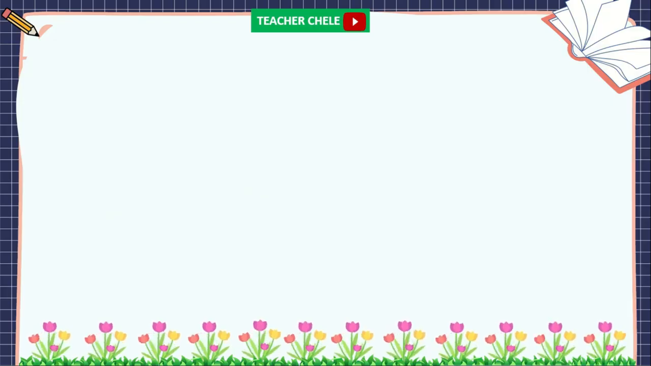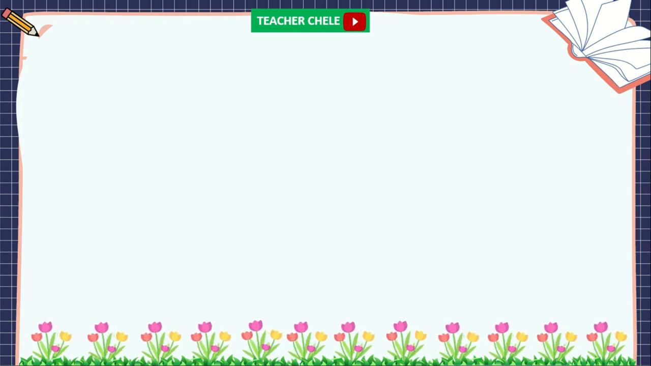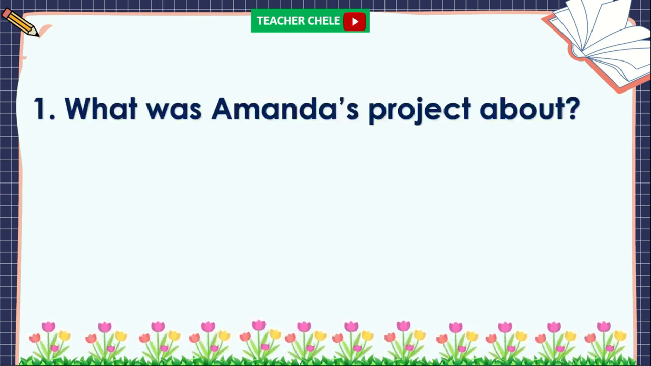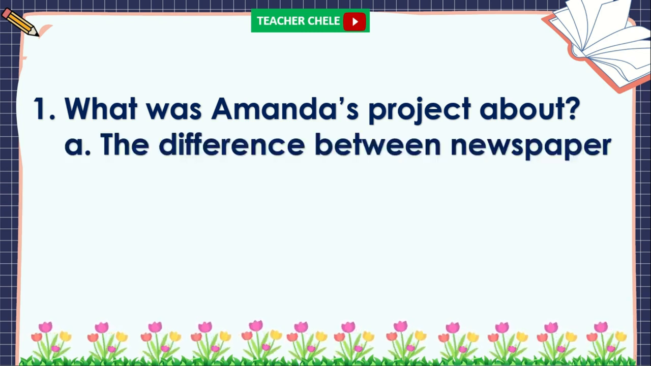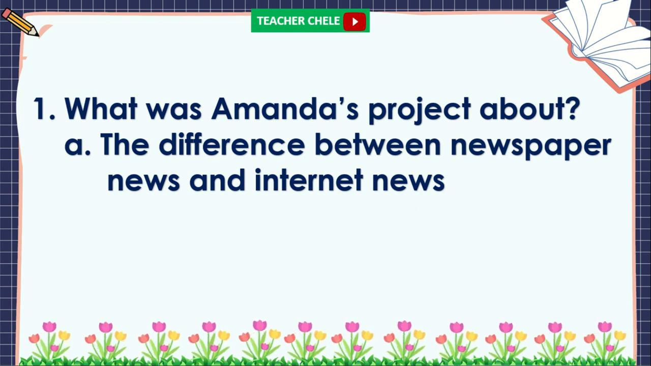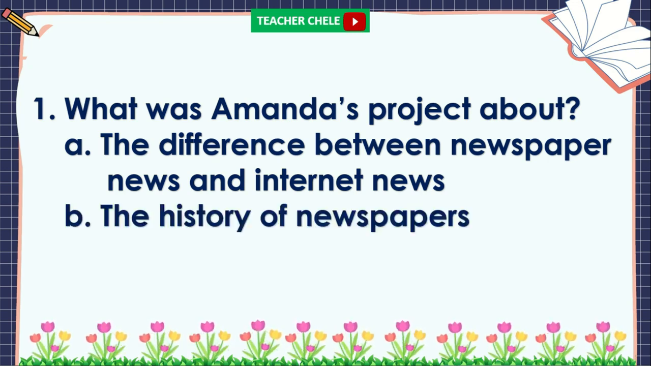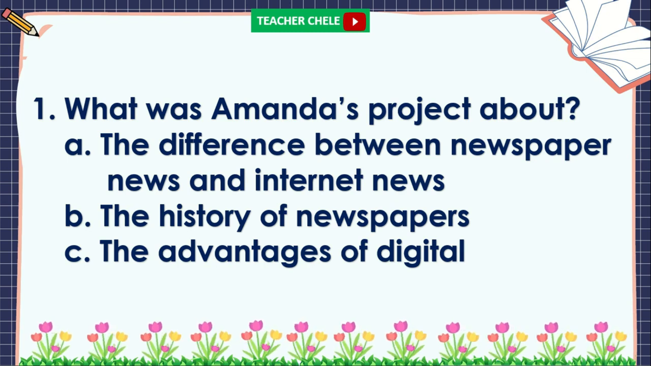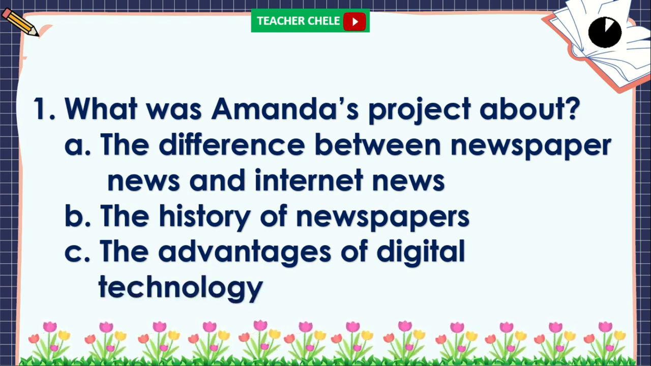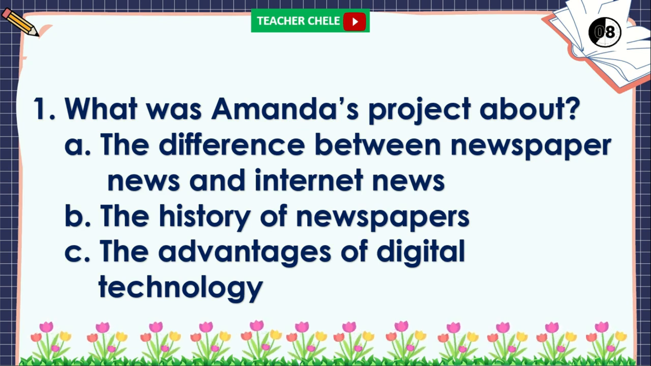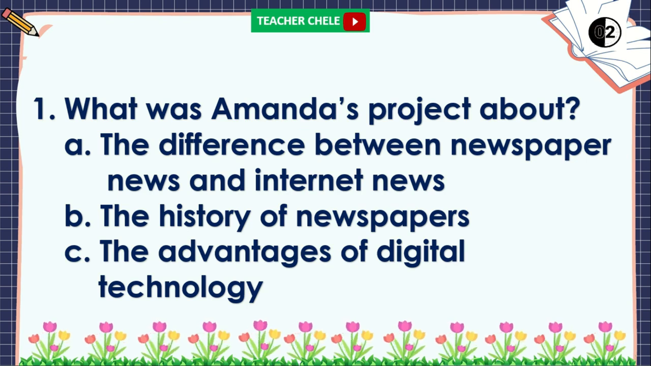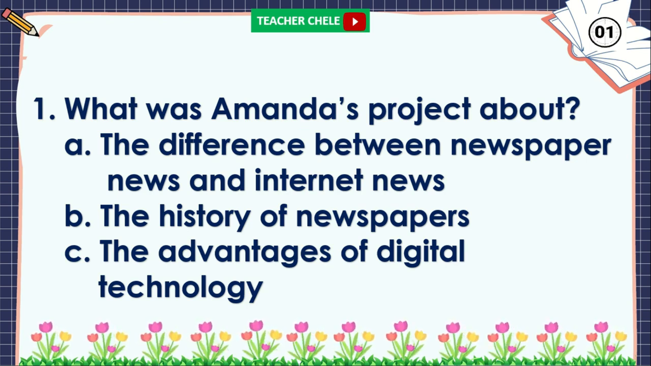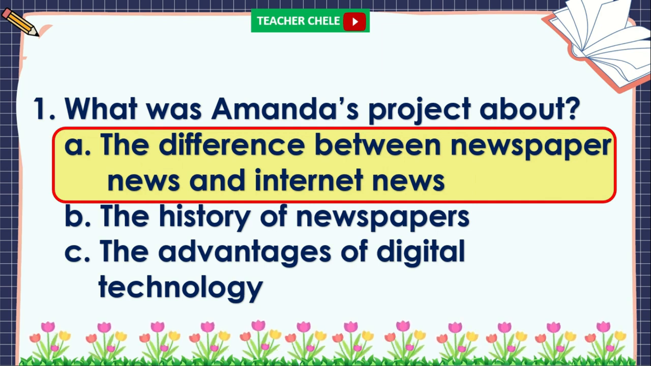Good job! This time, let's answer the questions from the story. Number 1. What was Amanda's project about? A. The difference between newspaper news and internet news. B. The history of newspapers. C. The advantages of digital technology. You're right. The correct answer is letter A, the difference between newspaper news and internet news.